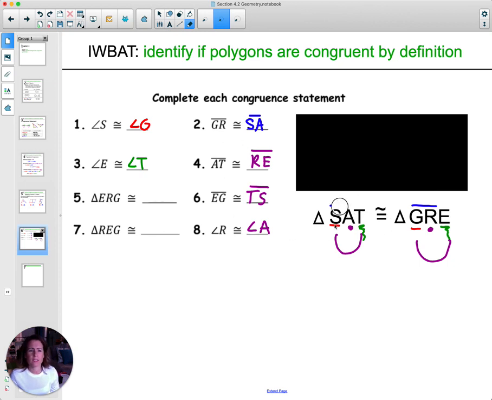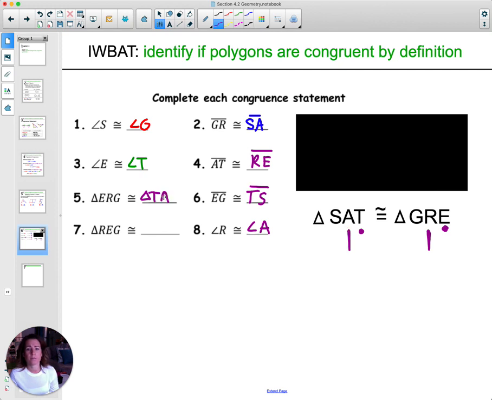And then let's take a look at rewriting the whole triangle. Okay, so this one says ERG, so go in the right order. So which one goes with E? So which letter goes with E? That's T, so that's going to get written first. Which one goes with R? R is in the middle. A is in the middle. G, which one goes with G? G is here first. It goes with S.